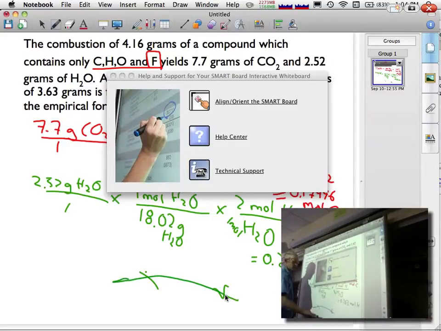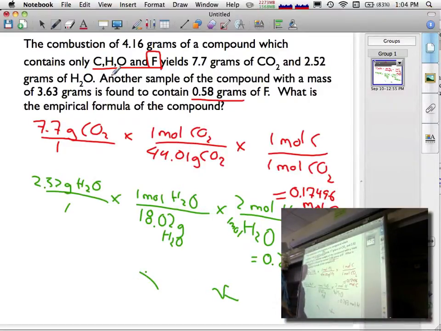Okay. So, what do we do now? This is where it gets trickier. Yeah, you, Jenny. I think it's the grams of fluorine into moles of fluorine. And subtract them from the grams of... Pause. This is trickier than you think. We can't directly use this information because this is based on a different sample.